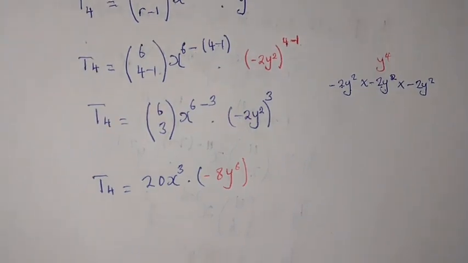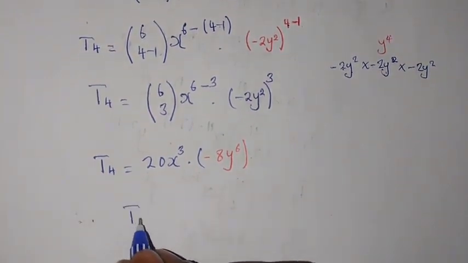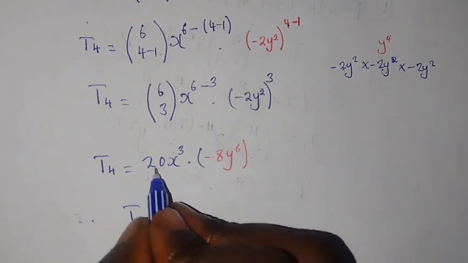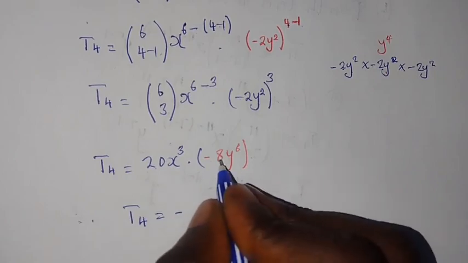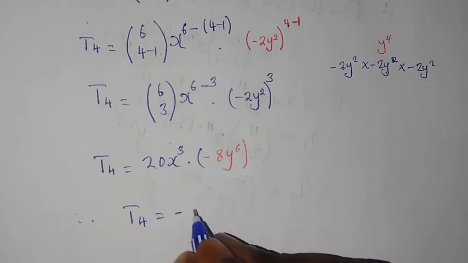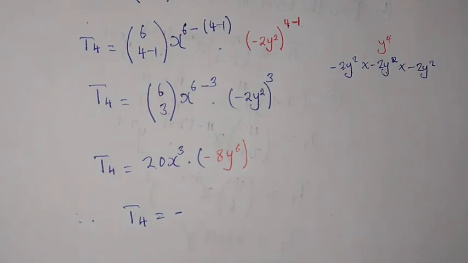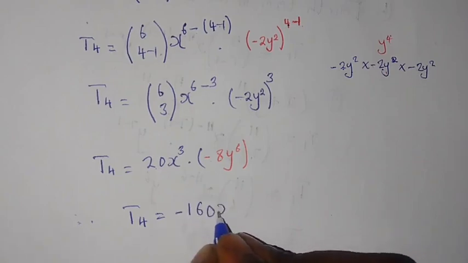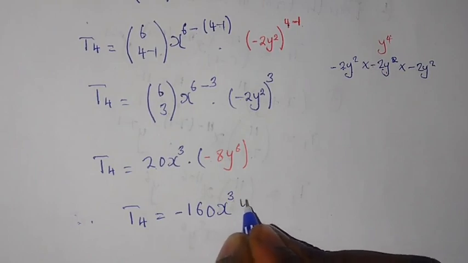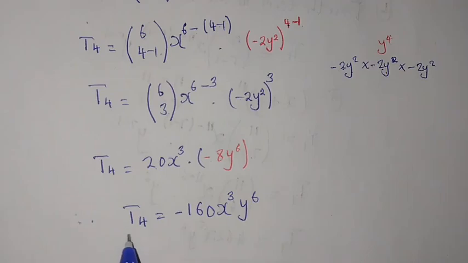So your final answer now, just say therefore, we can now write our fourth term. Our fourth term is equal to 20 times negative 8. This will give us negative what? 8 times 0 is 0, 8 times 2 is 16. So 20 times 8 gives us negative 160x power 3, then y power 6. So this was the fourth term. Very, very important.